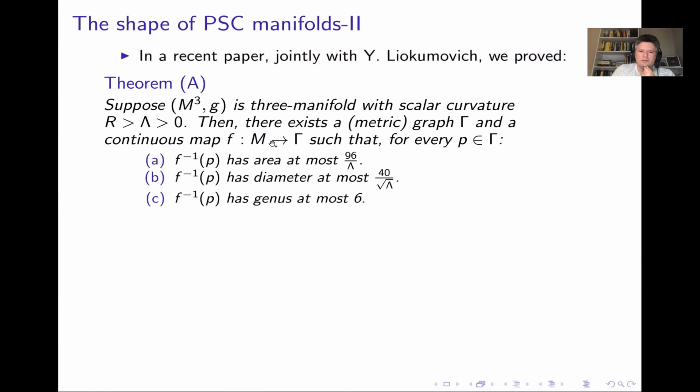We showed that if you take a 3 manifold with positive scalar curvature bounded below by lambda, then there exists a metric graph gamma and a continuous map such that for every point in the graph, the pre-image of that point has controlled area, and also controlled diameter. And because in most cases these are going to be surfaces, we also bound the genus.